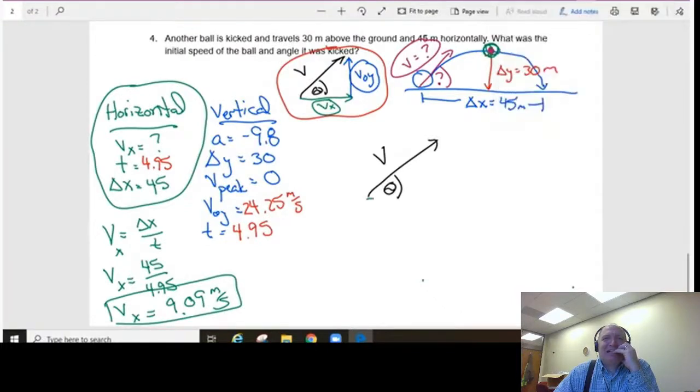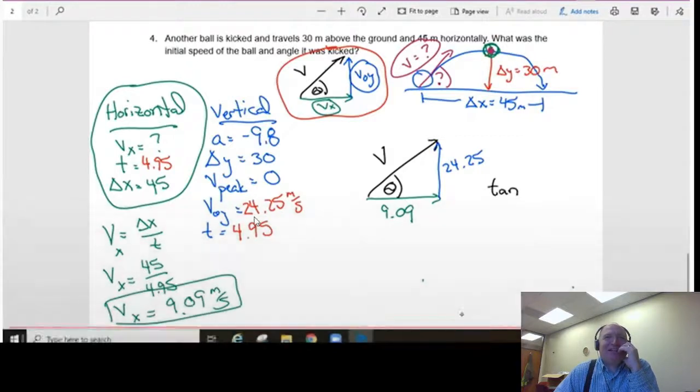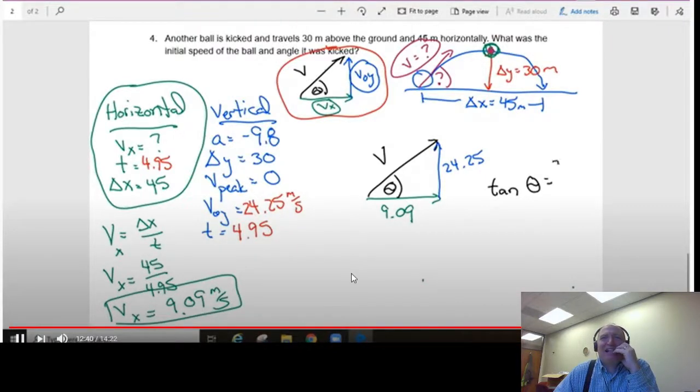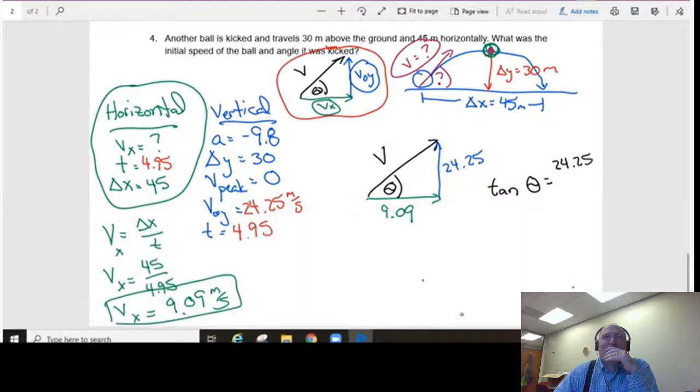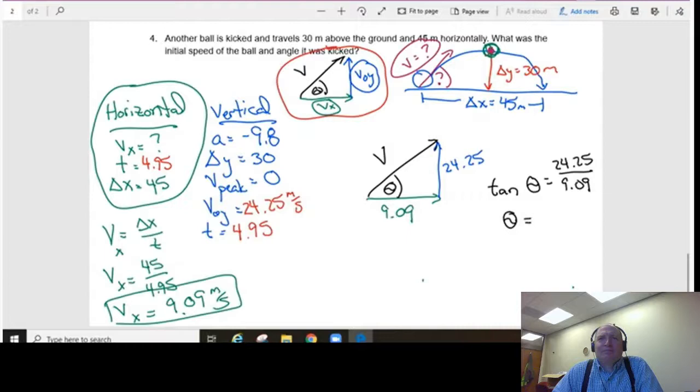I do know that this component, Vx, is equal to 9.09. And I know the initial velocity vertically is equal to 24.25. There are multiple ways to do this. Tangent theta is going to be equal to the opposite over the adjacent, which is 24.25 divided by 9.09. I love the fact that here's a trigonometric function that puts sine on top. Use the inverse tangent, the arctangent function: 24.25 divided by 9.09 is equal to 2.67, inverse tangent. I get 69.5 degrees.